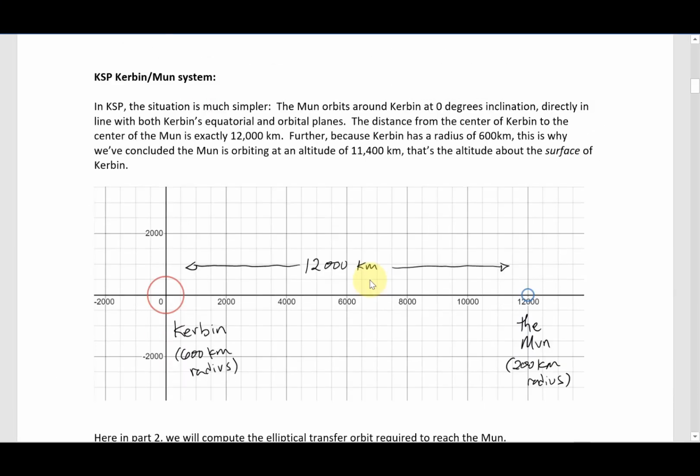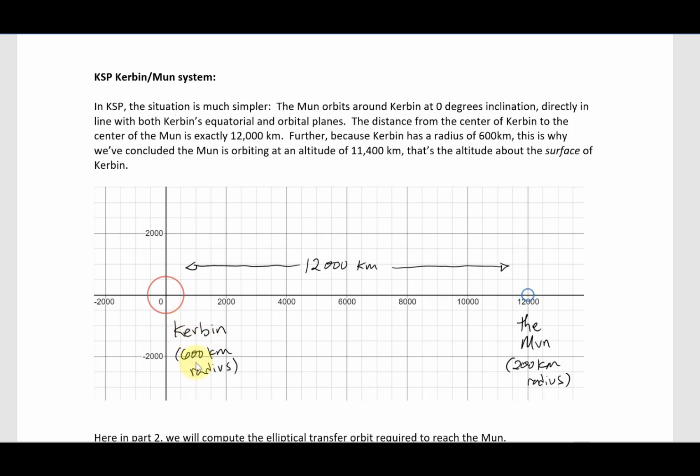In the game KSP, the Kerbin Mun system is much simpler. The Mun orbits around Kerbin at 0 degrees inclination, directly in line with both Kerbin's equatorial plane and orbital plane. The distance from the center of Kerbin to the center of the Mun is exactly 12,000 kilometers. Further, because Kerbin has a radius of 600 kilometers, this is why we've concluded the Mun is orbiting at an altitude of 11,400 kilometers. That's the altitude above the surface of Kerbin.